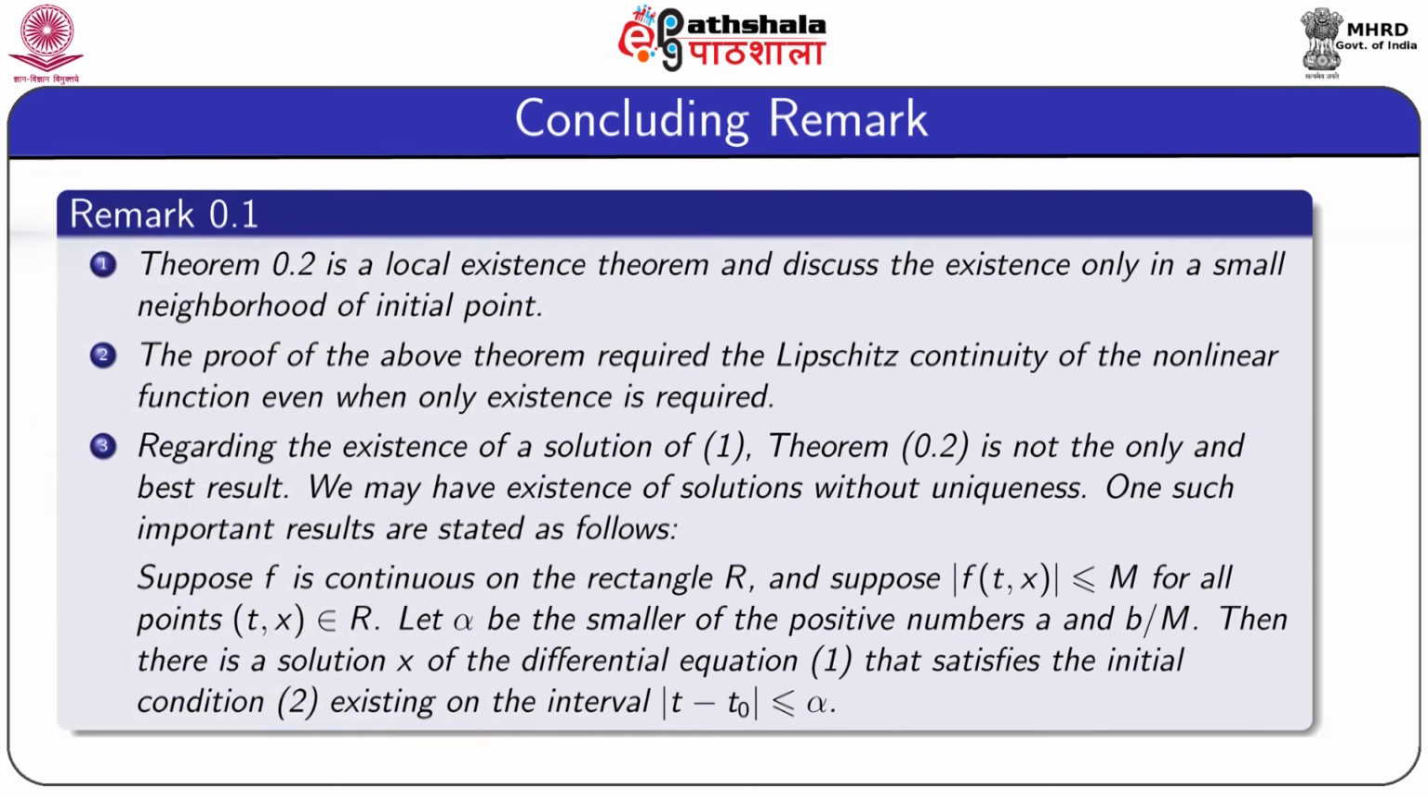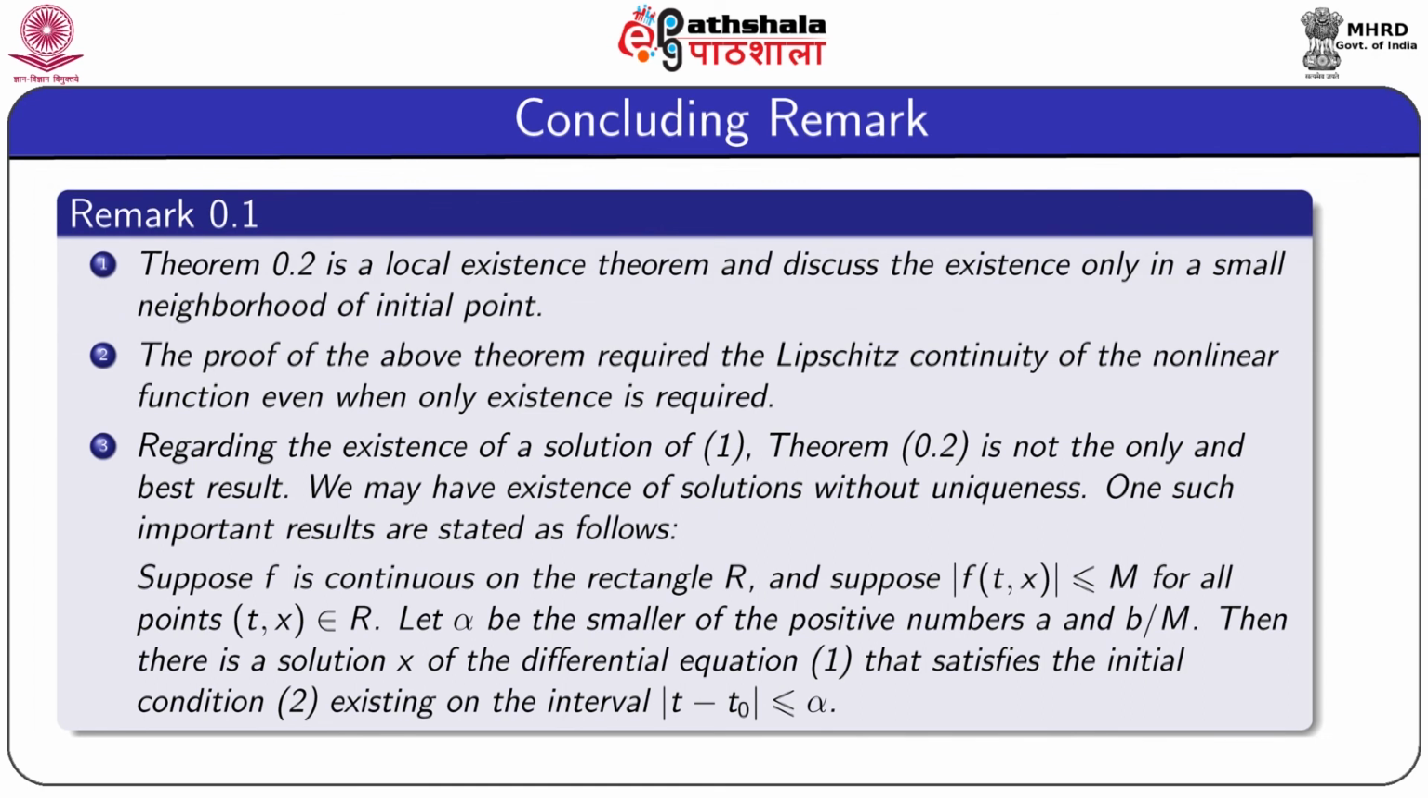Thus, we conclude with the following remarks. Theorem 0.2 is a local existence theorem and discusses the existence only in a small neighborhood of the initial point. The proof of the above theorem requires Lipschitz continuity of the nonlinear function even when only existence is required. Regarding the existence of a solution of 1, Theorem 0.2 is not the only and the best result. We may have existence of solution without uniqueness. One such important result is stated as follows.